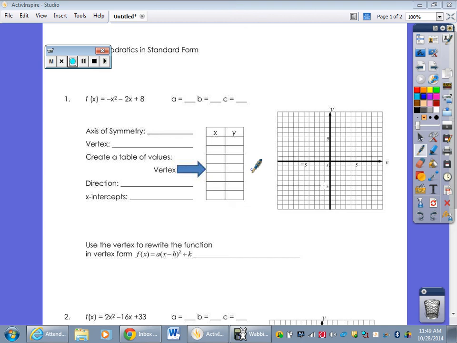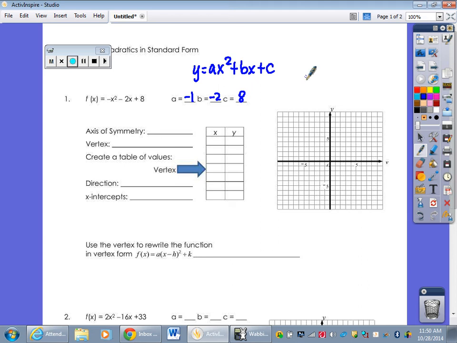Okay, so today we learned how to graph quadratics in standard form. Remember that standard form is y equals ax squared plus bx plus c. The only letter that's the same as the standard form is the a value. So if we look at number 1, the a value is -1, b value -2, c value 8.